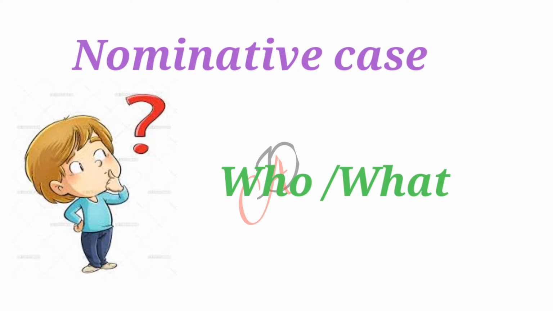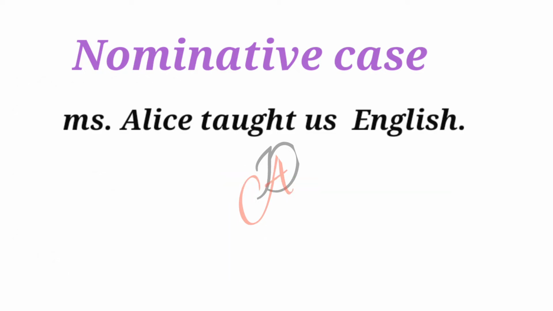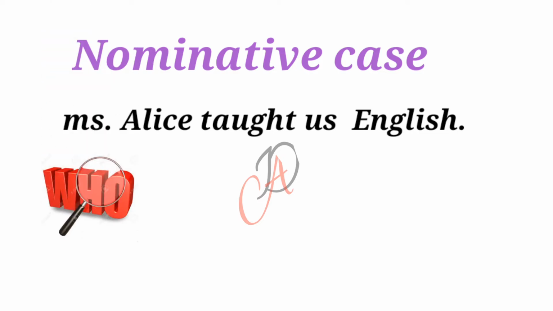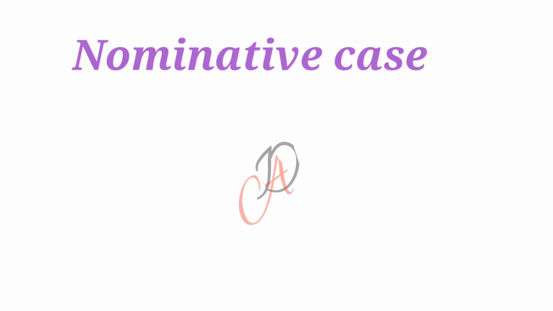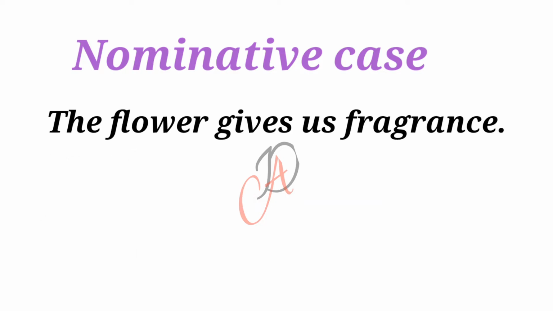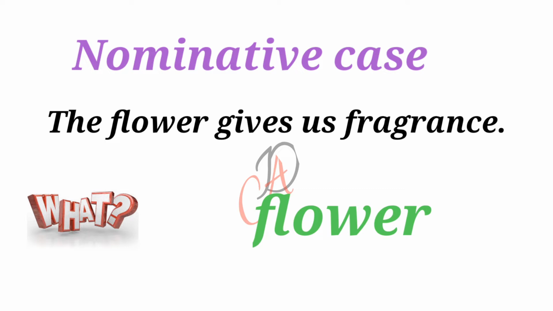Let's understand this with the same example. Miss Alice taught us English. To get the nominative case of this sentence, just put the word who. Who taught us English? And obviously the answer is Miss Alice. And so Miss Alice is a nominative case of the sentence. Let's understand this with the second example. The flower gives us fragrance. What gives us fragrance? Evidently, the answer is a flower. So, the flower is a nominative case.